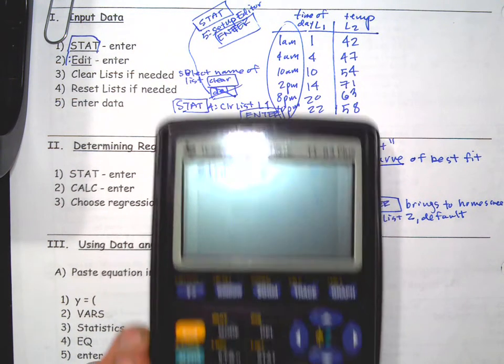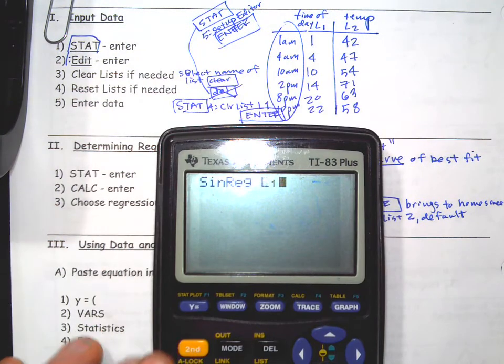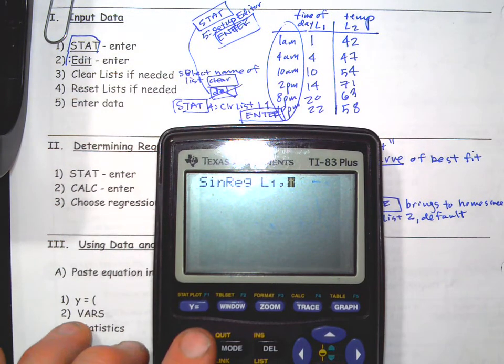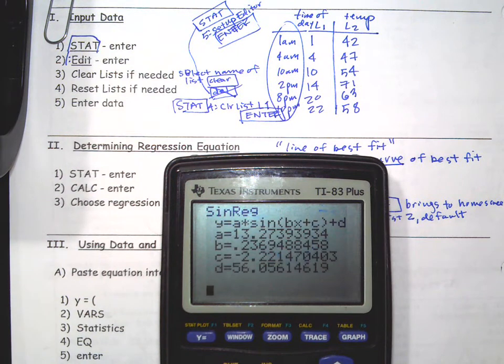Now, the way you do it is you select list 1, list 2. You put a comma between them. So you say second L1, comma, second L2. If you don't put those, that's what SinReg is going to do. It's going to pick L1, L2. But if it's any other lists, you have to tell it which lists. And the order matters. So you hit enter. It's going to give us the same answer it gave us before.